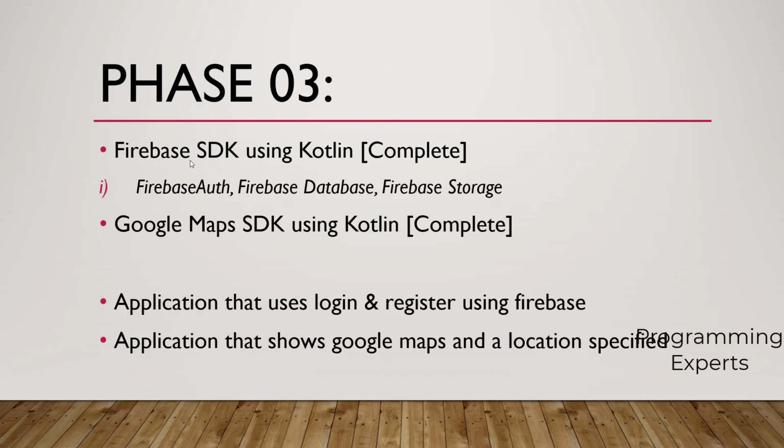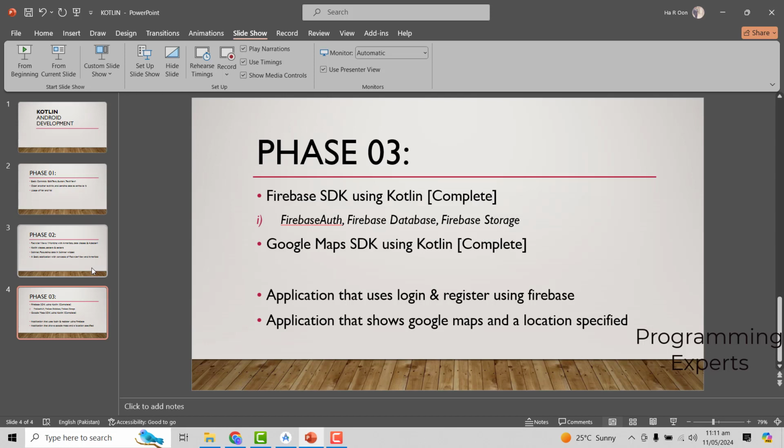After we complete this Firebase series, we will be talking about the Google Maps SDK using Kotlin in Android Studio. And then finally we will be creating an application that will use login and register using Firebase authentication as well as the Firebase database. After we complete that application, we will also develop another application that will be using the Google Maps library, and then we will be able to show Google Maps inside our activity and a location which we will specify using latitude and longitude.